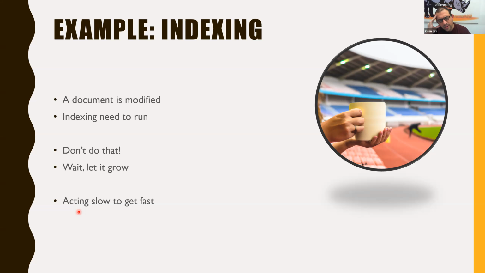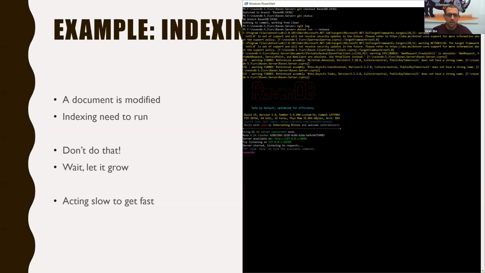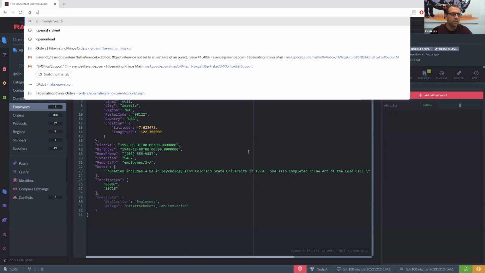But what happens if you start putting more load into the system? What happens if you're writing 10,000 documents per second, 100,000 documents per second? What's going to happen then? You know what? Let's see. And here we go. Here we have RavenDB. It's running. And let's go here and look at the local system.